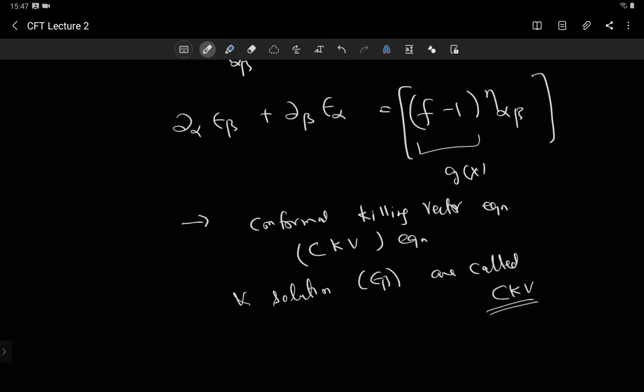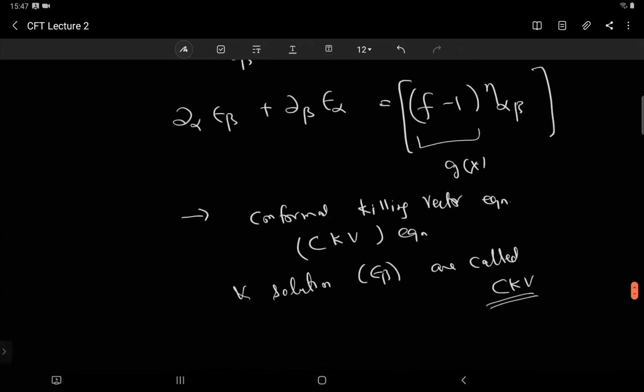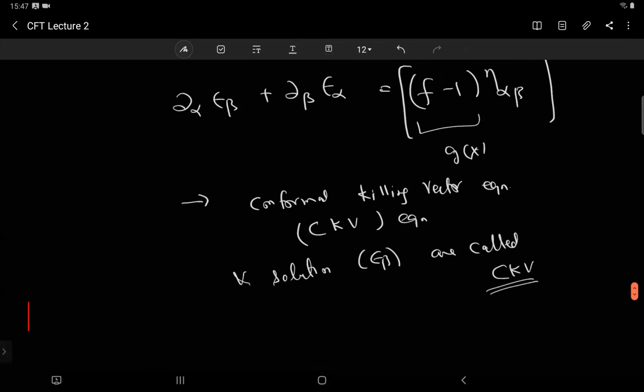A Killing vector is a generator which generates transformations which don't change the metric. That's an isometry. Here it's a conformal symmetry, meaning it changes the metric but by a scale factor. So when f equals 1, this is a symmetry of this metric. Yes, exactly. But sir, I have a question that last time we generalized this to any space time.